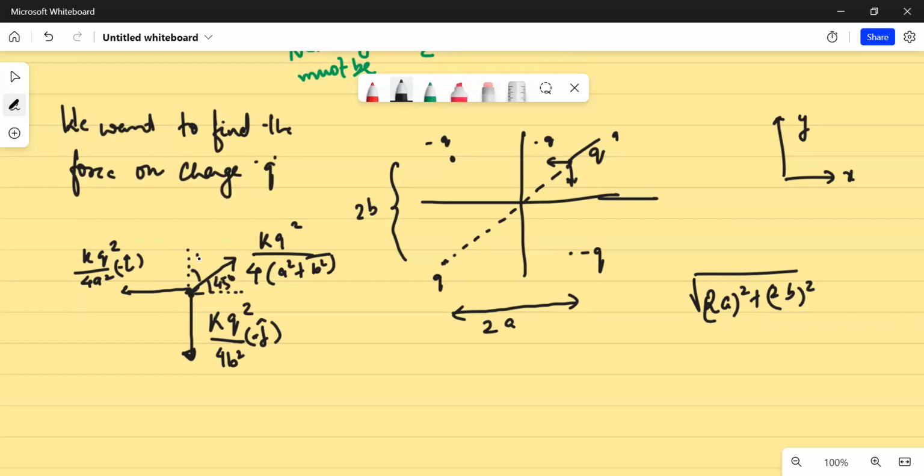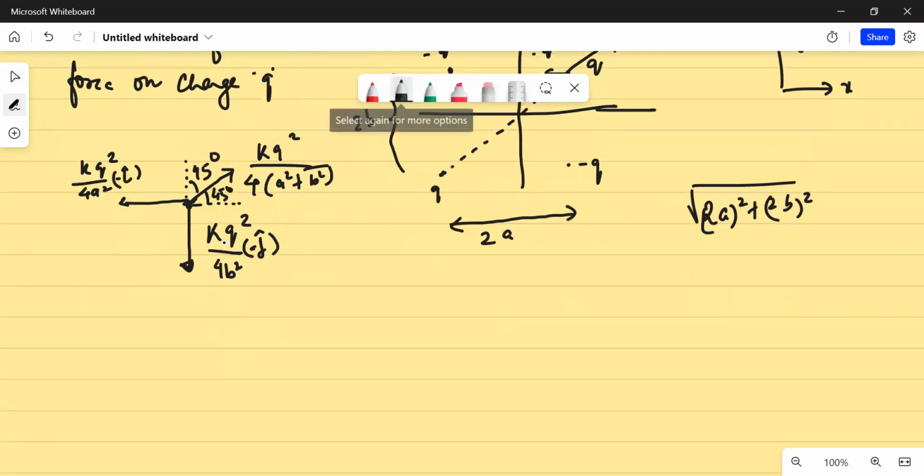One can find the components and one can find the net force. Is that clear or not? Yes, sir. That you can do on your own, right? So the net force, I'll do it.